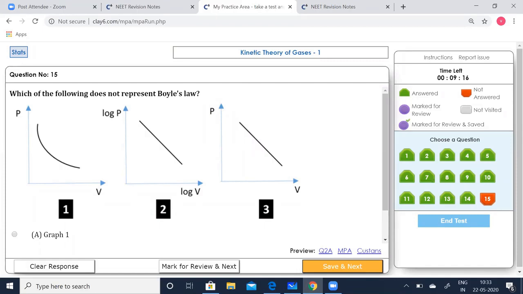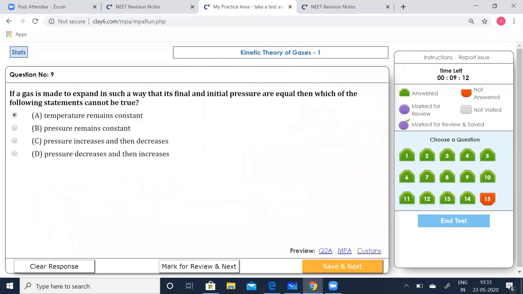Now look, children. Actually, I mistook the ninth one. The ninth one should have been a different one. Let me again solve the ninth one. If the gas is made to expand in such a way that its final and initial pressure are equal, then which of the following statements cannot be true?